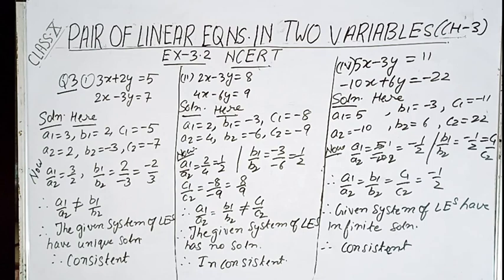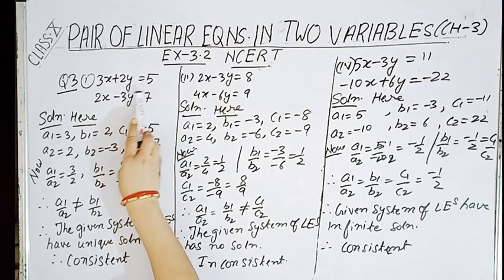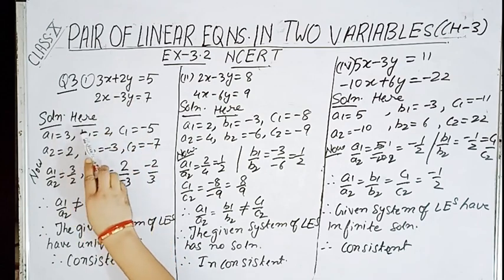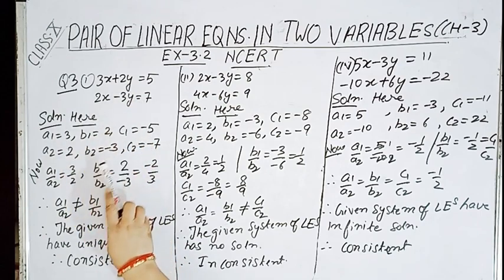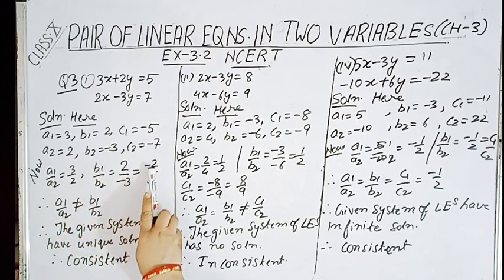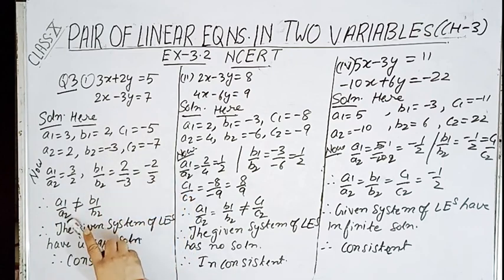So subpart number 1 is 3x plus 2y equals 5 and 2x minus 3y equals 7. Writing the values of a1, a2, b1, b2 and c1, c2, we get that a1 by a2 is 3 by 2, b1 by b2 is minus 2 by 3. So we need not check c1 by c2. Clearly a1 by a2 is not equal to b1 by b2. Therefore the given system of linear equations has a unique solution. It has a solution, it means it is consistent.